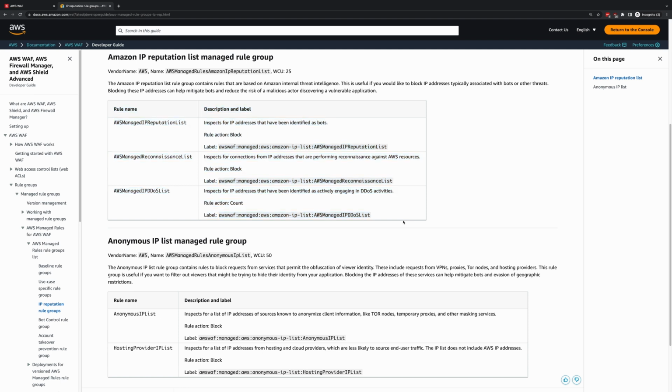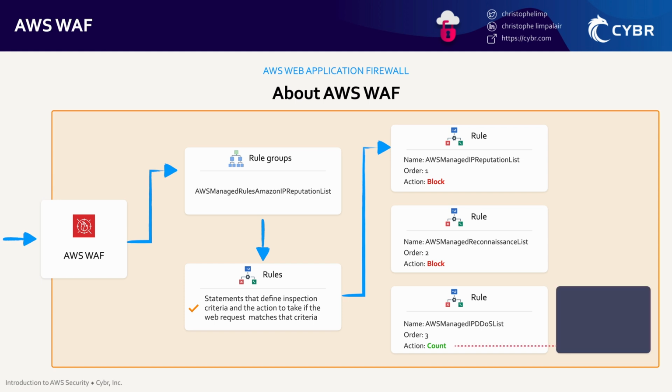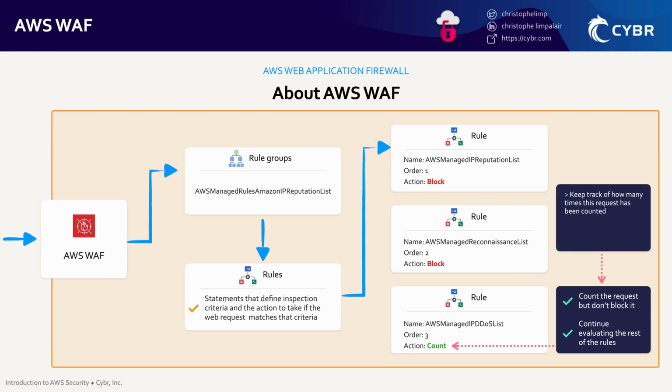But what does the rule action of count mean? We can easily figure out that a rule action of block will block the request, but what about count? An AWS WAF count action will count the request, but it doesn't allow or block it. Instead, it will continue evaluating the rest of the rules to see if any other rule matches the request. This is useful when A, you want to keep track of how many times this type of request has been counted, and B, it lets you insert custom headers into the request, and you can also add labels that other rules can then match against.